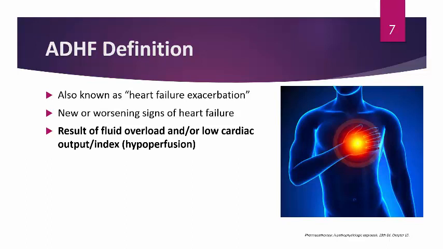Essentially, acute decompensated heart failure is the result of fluid overload and or low cardiac output or index or hypoperfusion. So essentially, you have to have one or both of these criteria to meet a definition of acute decompensated heart failure. So you have to have either fluid overload, hypoperfusion, each individually, or you can have both of them together. And that can be considered acute decompensated heart failure.